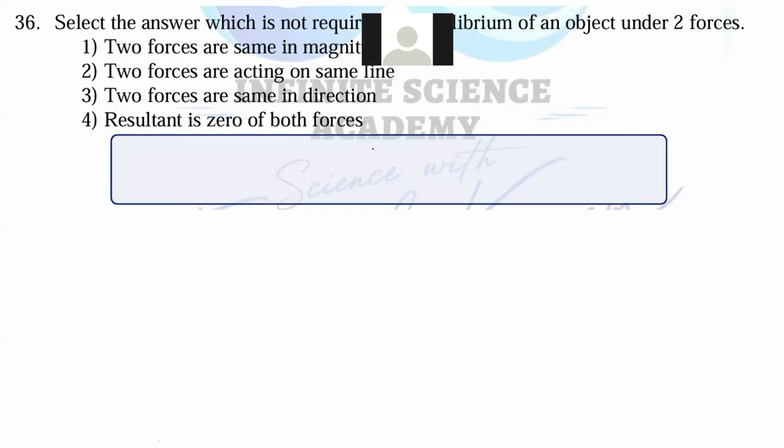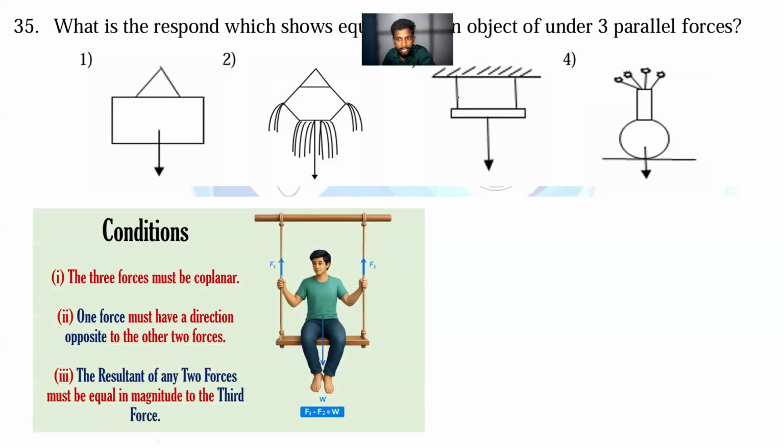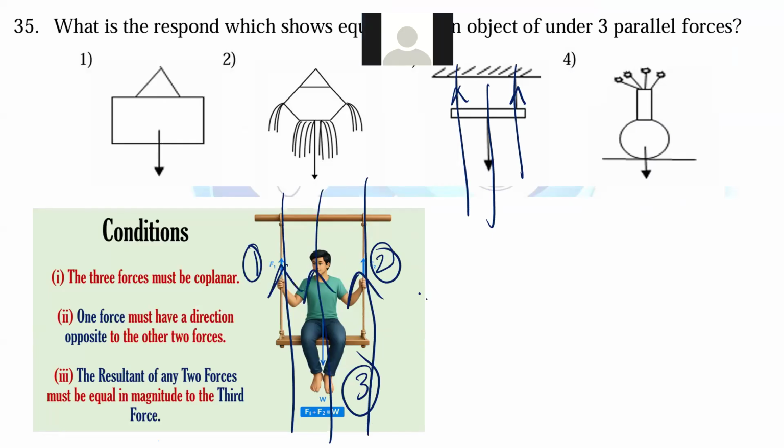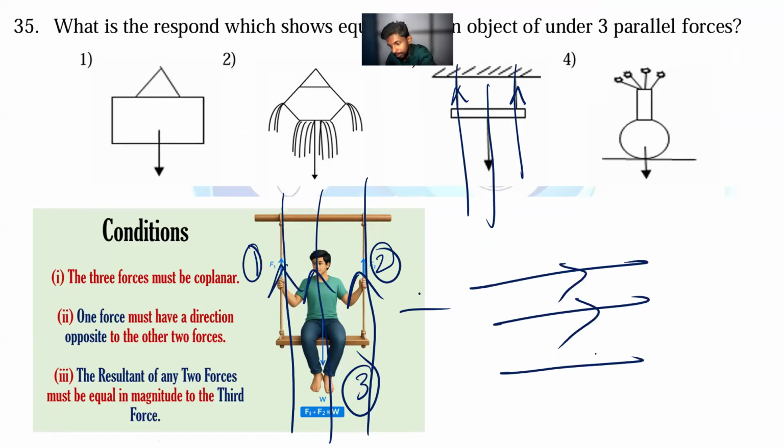Sir, what is the correct answer for the 35th question? The third one, this one. Okay, sir. Khadija, how many forces are there here? 1, 2, 3 forces are there. First thing, and they are parallel. Is it clear, Khadija? Okay, fine. Parallel means it will be like this, okay? This is parallel.